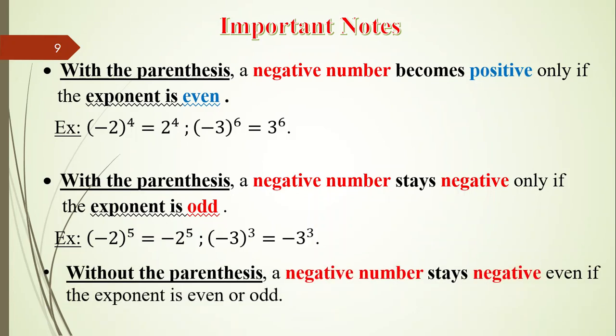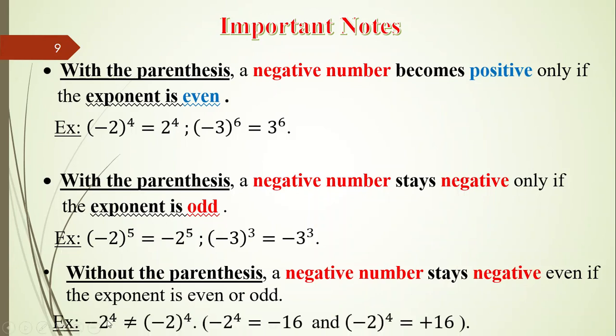Without the parentheses, a negative number stays negative whether the exponent is even or odd. So if we don't have a parenthesis, even if we have an even power, the negative stays. But if we have the parentheses and we have an even number, here the minus will be plus. So we have to pay attention that we should have parentheses and an even power to let the minus be plus.